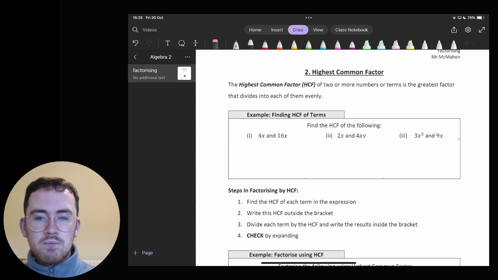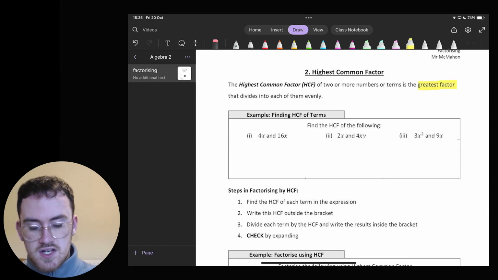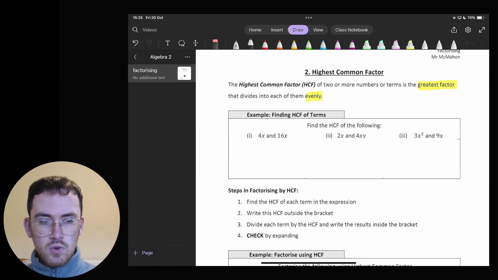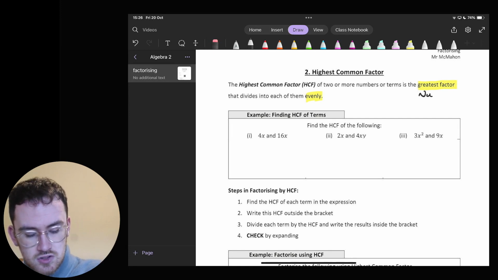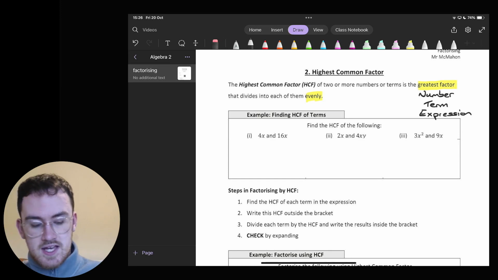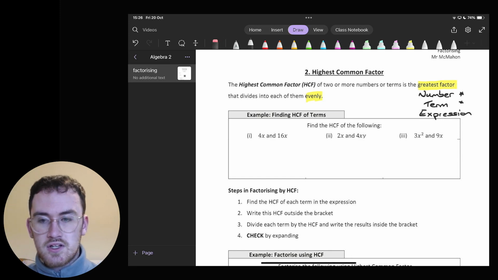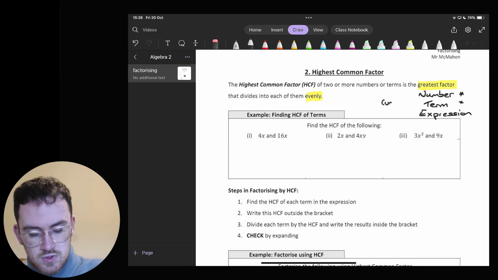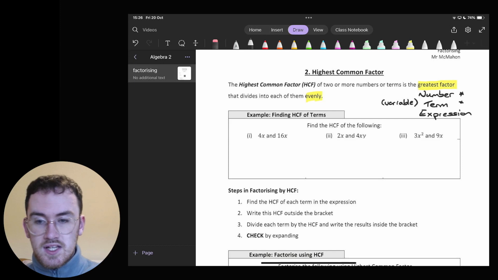Now we know for numbers, the highest common factor is the greatest factor that divides into each of them evenly. So the highest common factor of 2 or more terms, because we can have more than 2, is going to be the greatest factor that divides into them evenly. And we know now that a factor could be a number, it could be a term, and it could indeed even be an expression. Now what we're going to be focusing on here is really the first two. We're going to be looking at numbers and we're going to be looking at terms. And included in terms, I suppose, we're including that idea of a variable, a letter. So we're looking at the letters as well. So let's look at these examples really quickly.